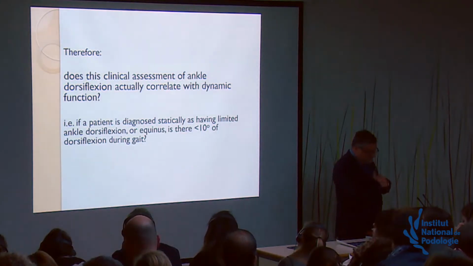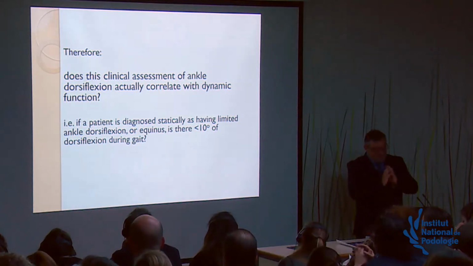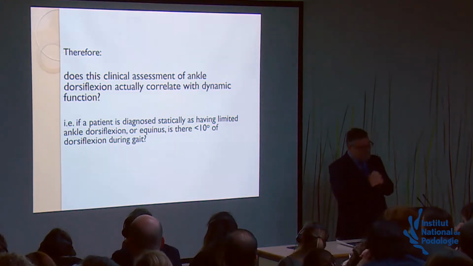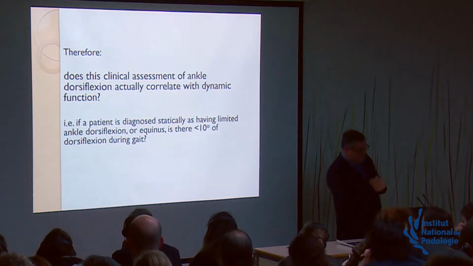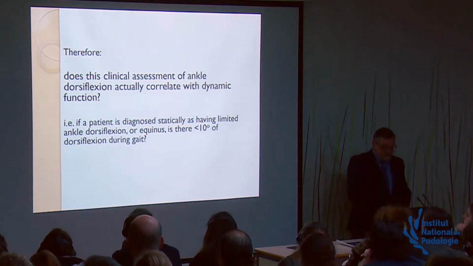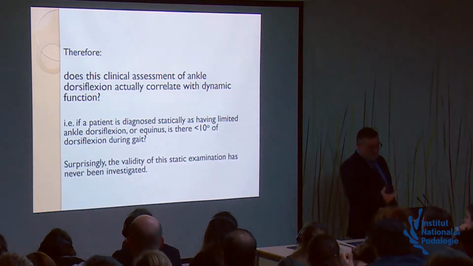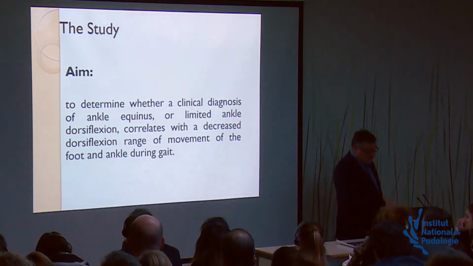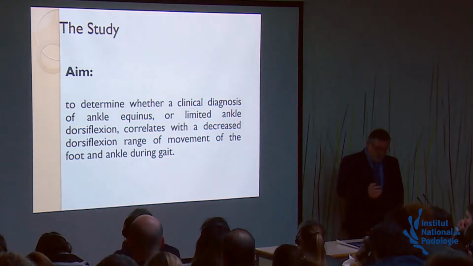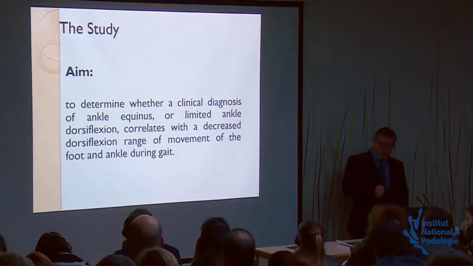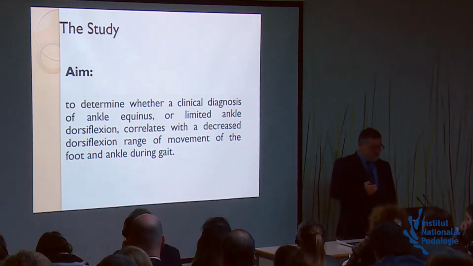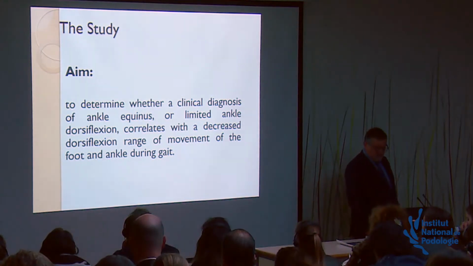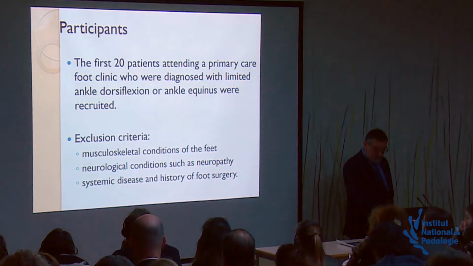Therefore, does this clinical assessment of ankle dorsiflexion actually correlate with dynamic function? That is, if a patient is diagnosed statically as having limited ankle dorsiflexion, is there less than 10 degrees of dorsiflexion during gait? Does it affect gait or not? And surprisingly, the validity of this static examination has never been examined before. So the aim of this study was to determine whether a clinical diagnosis of ankle equinus or limited ankle dorsiflexion correlates with a decreased dorsiflexion range of motion of the foot and ankle during gait.